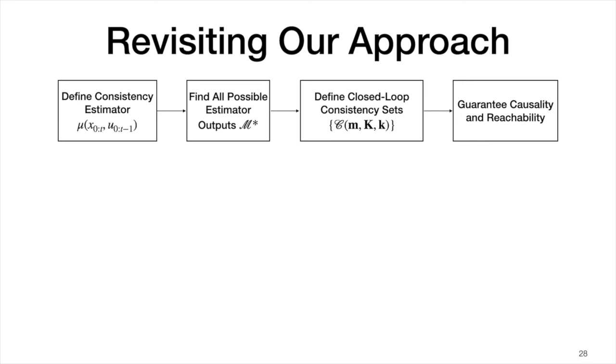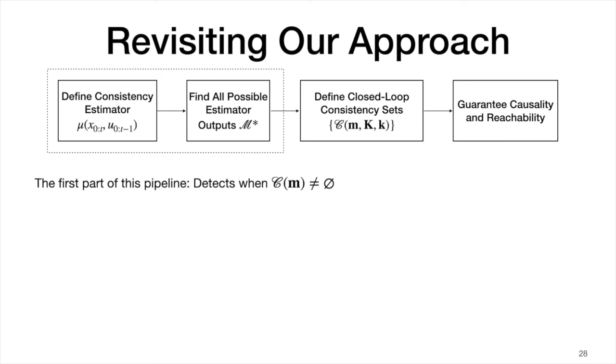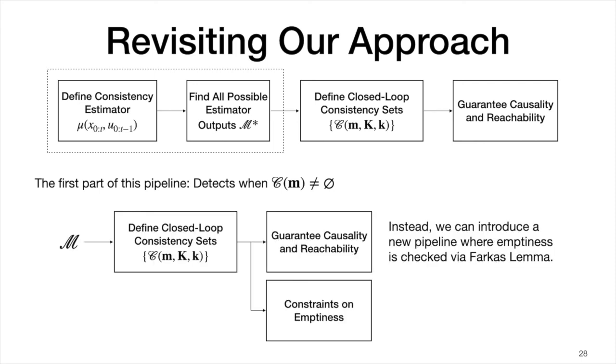Now let us revisit the pipeline that we mentioned earlier. Note that this first part was used primarily to detect which bold M's had a non-empty consistency set. While this is done in a separate step here, we know that by using the Farkas lemma, we can actually include constraints on emptiness and non-emptiness inside of an optimization problem. So we can create a new pipeline where instead of generating M star, we can pick whatever M we want, and we can enforce non-emptiness or emptiness using the bilinear constraints of the Farkas lemma.